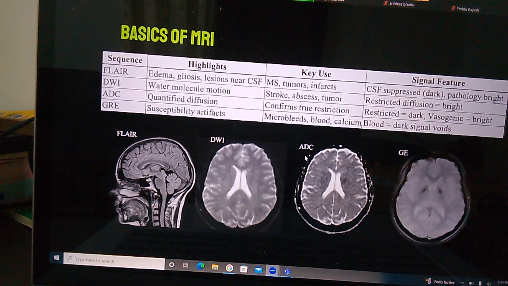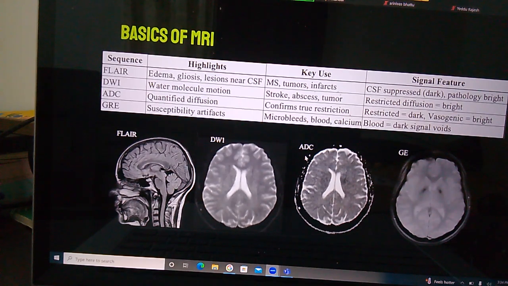It also shows bright images in stroke, abscesses, and tumor. The abscess is walled off. There is a peripheral ring formation, walled off, so there is no movement of the water molecules. So in the tumor and in the stroke also, that's why they brighten up.